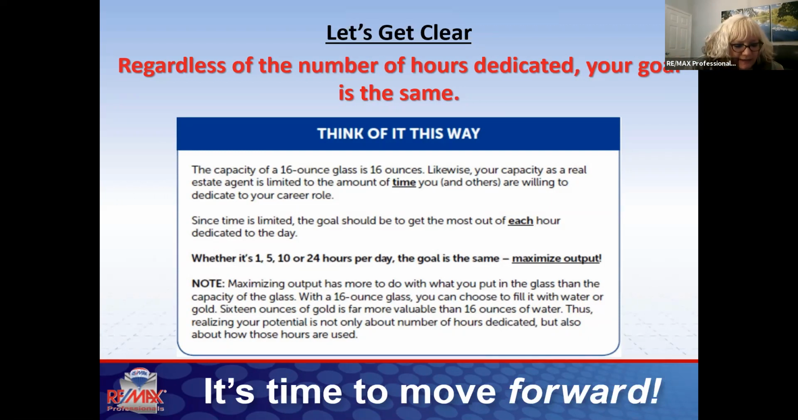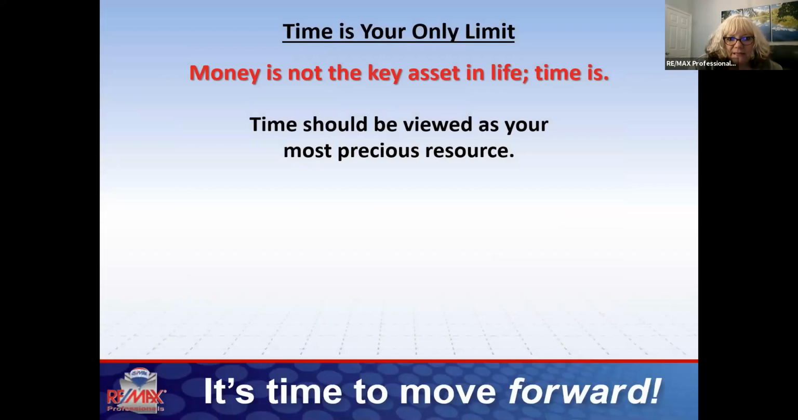And so let's see, in your materials, the glass can only be full or it can be fulfilling. It's in your hands. So are you a $25 million producer disguised as a $5 million producer? So as long as you're willing to dedicate the time, you might as well have the best possible return and be as effective and efficient as you possibly can be. All right, so money is not the key asset in life, time is. Do we agree with that?